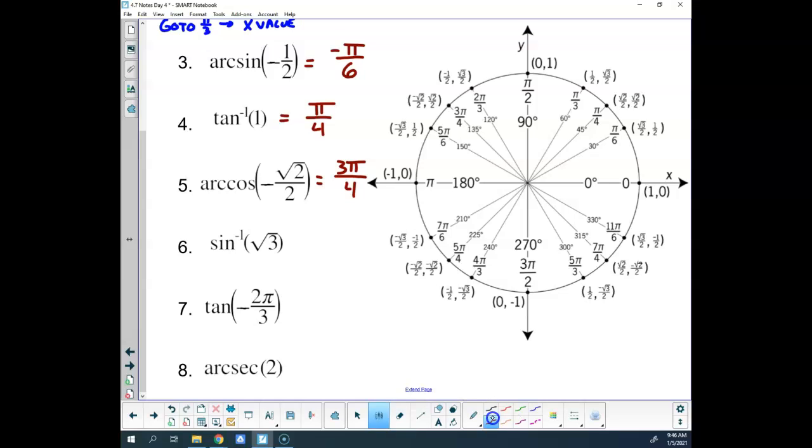Inverse sine of the square root of 3, where on the right half is sine equal to the square root of 3? Nowhere, because this value has to be between -1 and +1, and the square root of 3 is bigger than 1. So this is not possible. Or undefined, or no solution, none of those.